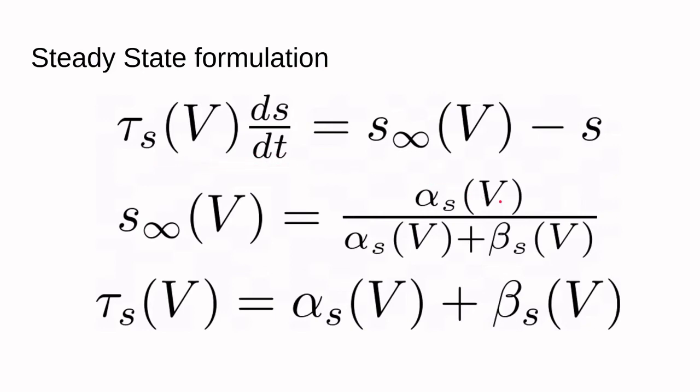And so this is just another way to formulate that. And I think you can appreciate that, given these definitions of the steady state value and the tau value, this is just an algebraic manipulation of the transition rate formulation as well.